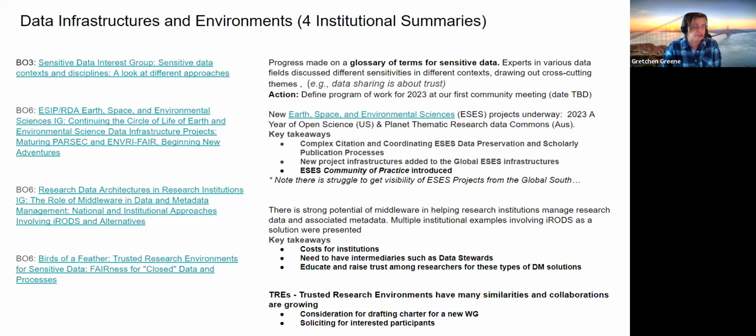The BOF on the trusted research environments had a lot of similarities and collaborations, and they're considering drafting a charter for a new working group, and they're looking for participants. So if you're interested in trusted research environments, lots of collaborations going on, pay attention to the RDA email list about that.